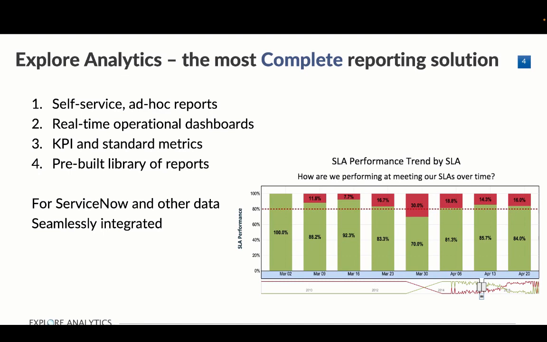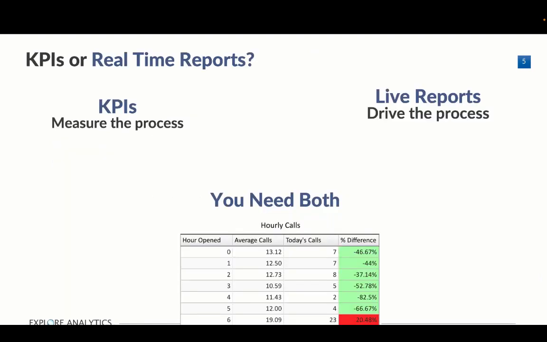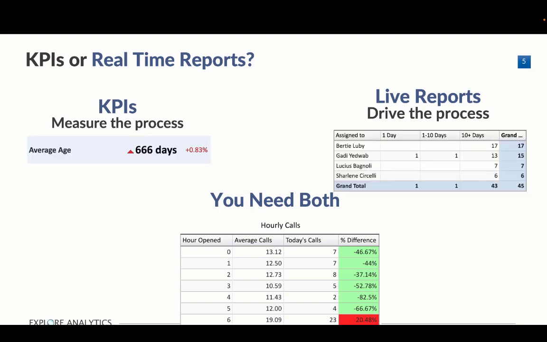Now, why do you want all of these types of reporting in the same user interface? The reason is because there's real value in both. So in KPIs, you can measure the process. So for example, in aging, the KPIs allow you to see, what's the average age that you've been experiencing, week to week or month to month. But with real-time reports, you can actually drive the process and have people being able to drill through into real-time data and actually take ownership of it so that someone could see, which are the tasks that are assigned to them that are overdue and focus on taking care of those tasks first.